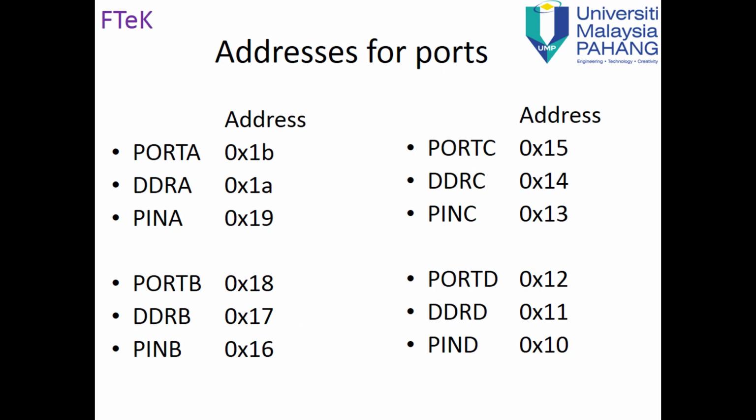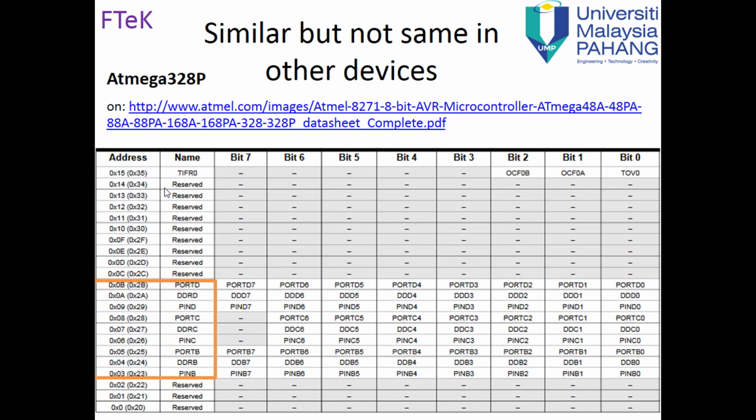Now the addresses of these ports: for port A, PORTA is 1B, DDRA is 1A, and PINA is 19. So this is for output, this for input. When we read data through the pins, it's stored in this register. When we want to put data on the pins, we put it on this register, and this register is for the direction, input or output.